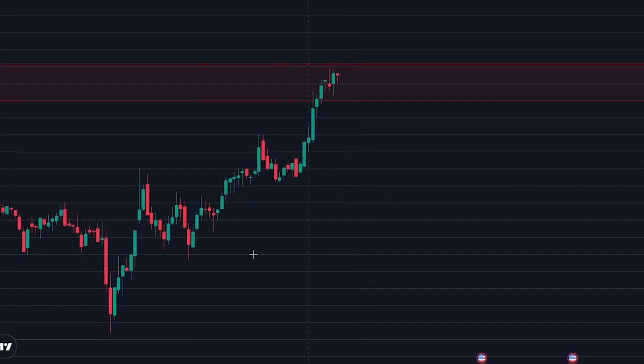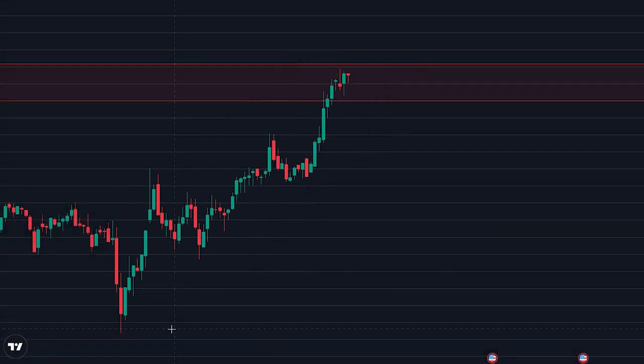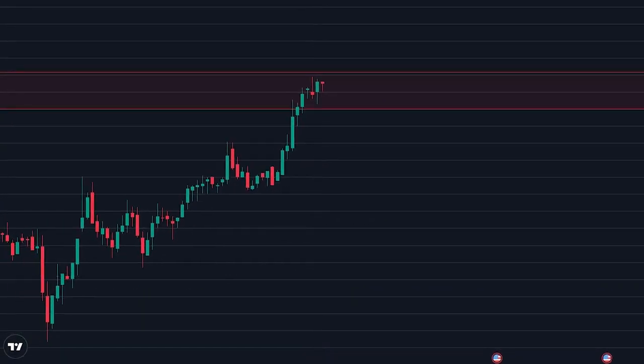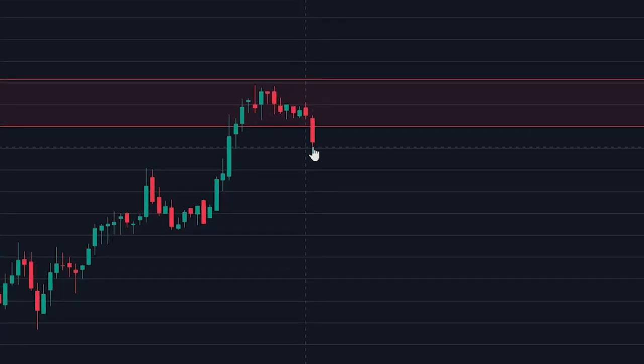On the 15-minute time frame, we can also see that a short-term uptrend was playing out. Before entering into the position, we will need to make sure that the price closes outside of the supply zone. We see that this occurs here. Now that all of the conditions have been met, let's enter into the sell position.